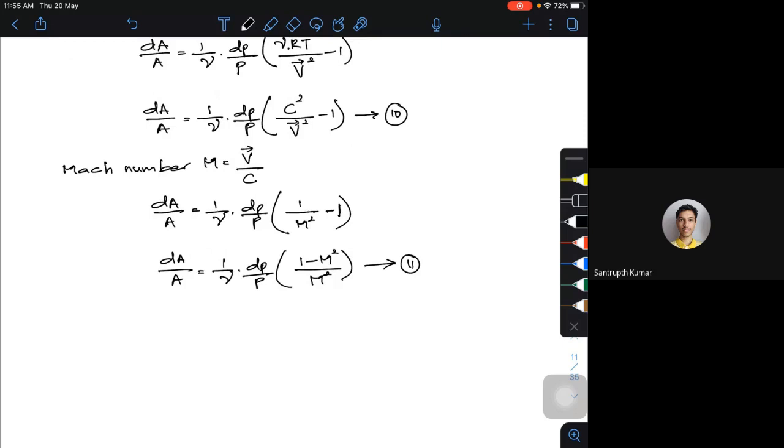This will give an insight into changes in the nozzle area. This expression 11 gives an idea of what the changes in the area are under what conditions. It depends on your Mach number and on your pressure ratio, which is dP by P. The changes in the nozzle area for different conditions we can write.